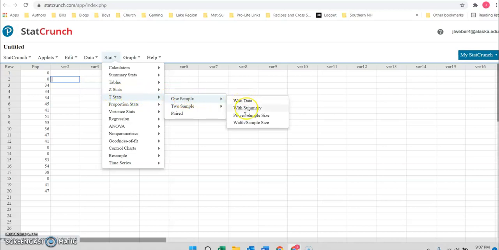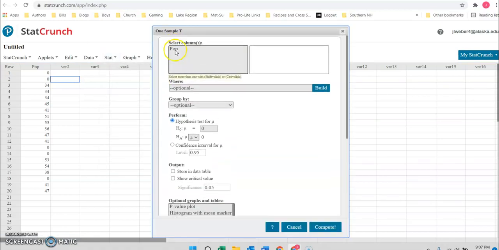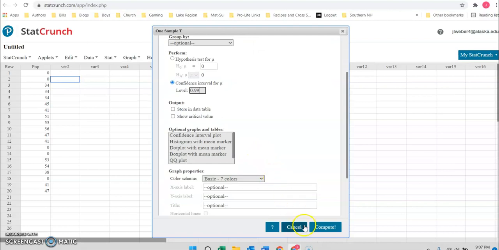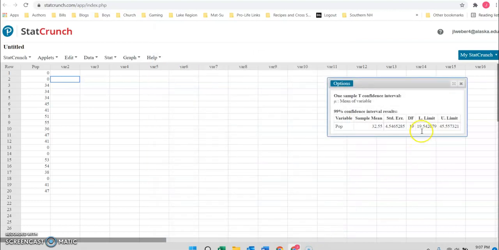So now if you just had the summary stats, you would use this. But we have data, so we're going to do data. You're going to pick the column where your data is. Then you're going to click on this confidence interval, and you're going to put in what your confidence level is. So in this case, 99%, and then compute. So right there is my confidence interval. My confidence interval goes from 19.54 to 45.56.